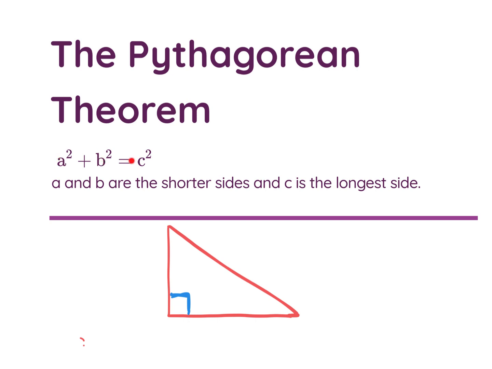Anyway, when you have a 90-degree triangle, then this will happen. A squared plus B squared equals C squared, where A and B are the shorter sides that are called legs. So this could be called side A, this could be called side B, and those are called legs.